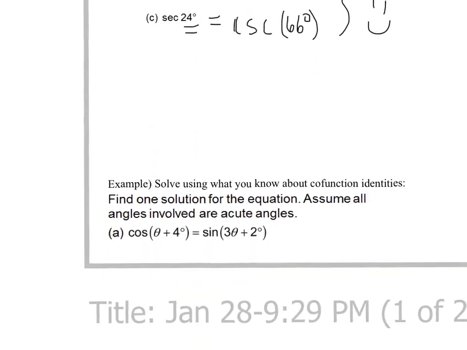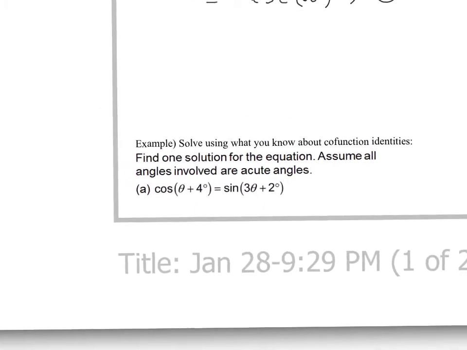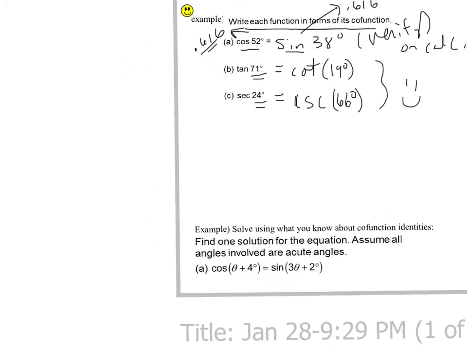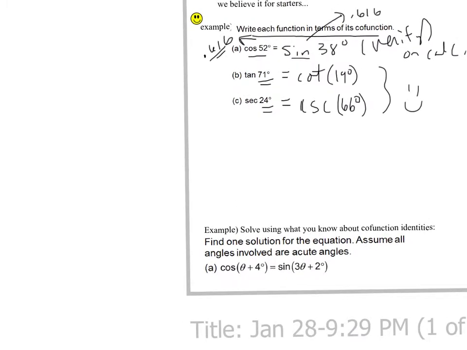So that enables us to solve something like this. Matter of fact, you know what? I'll give us a little room. I'll scoot this on over. It says find one solution for the equation. Now there's infinitely many solutions, obviously, because you can look at coterminal angles, but find one solution for the equation and assume all angles involved are acute angles.